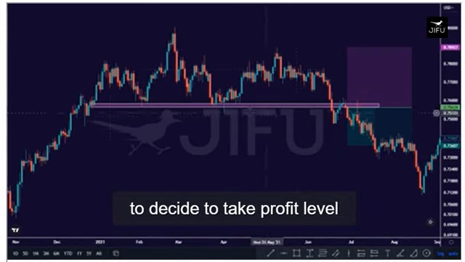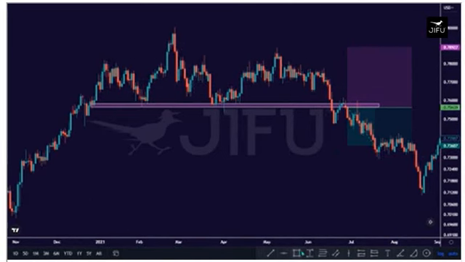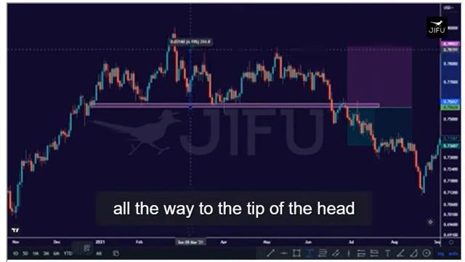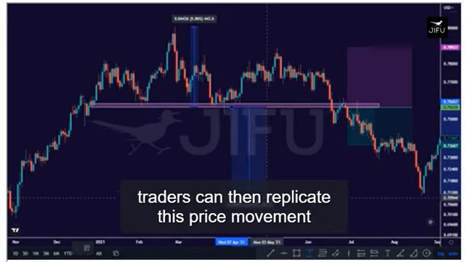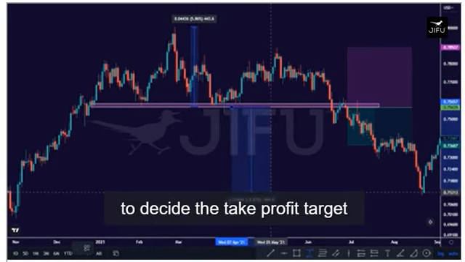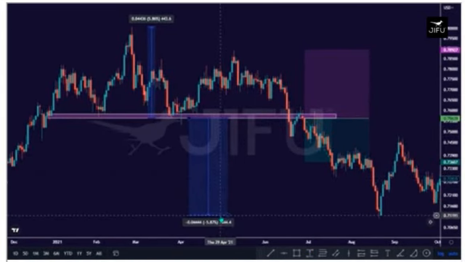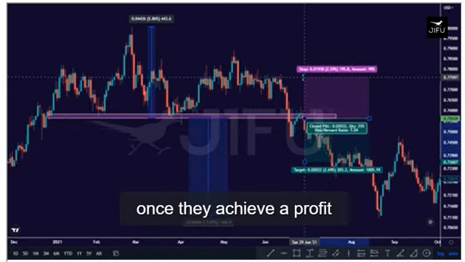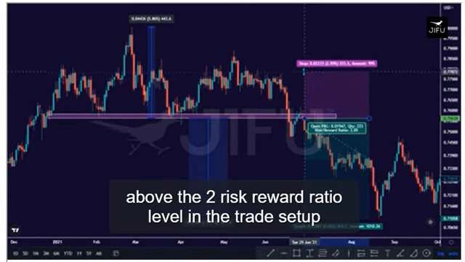To decide the take profit level or measured profit objective level, traders need to measure from the neckline price level all the way to the tip of the head. Traders can then replicate this price movement to decide the take profit target in the direction supporting the pattern technical breakout. Alternatively, traders can trail their profit once they achieve a profit above the 2 risk-reward ratio level in the trade setup.